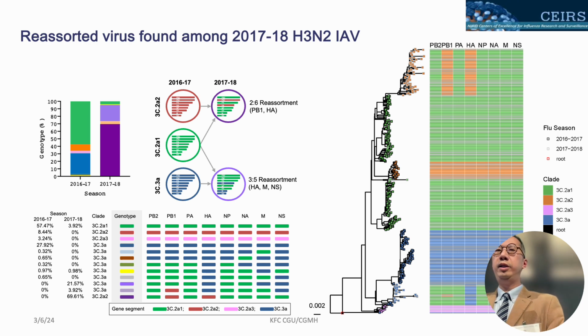A particularly intriguing discovery in our research is the identification of reassorted viruses within the 2017-18 H3N2 influenza A strains. Genetic segments from the 3C2a1 clades were found intermixed with other clades, as illustrated in this cartoon figure, heat maps, and detailed phylogenetic trees.